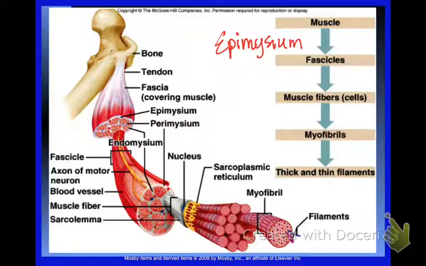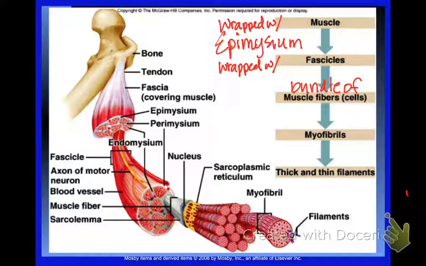Okay, and then if you pull out a section of muscle, that's called a fascicle. The fascicle is a bundle of muscle fibers. So I'll write bundle of muscle fibers. And the wrap, so I'll write wrapped with. So the muscle is wrapped with the epimysium. The fascicle is wrapped with, and let's see if you remember, wrapped with a perimysium. The bundle of muscle fibers is really a combination of a bunch of myofibrils.